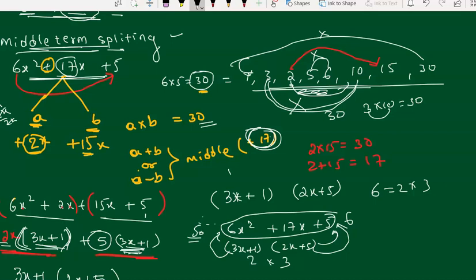Okay, simple. One more time I will tell you. First step, you have to multiply the coefficient of x square with the constant term. So you will get some value.